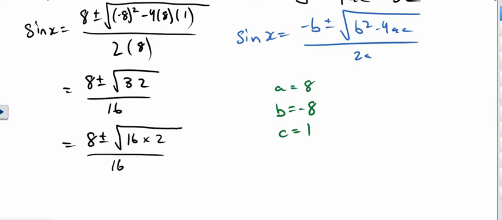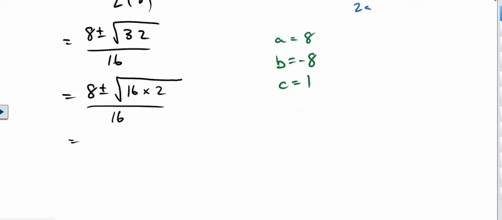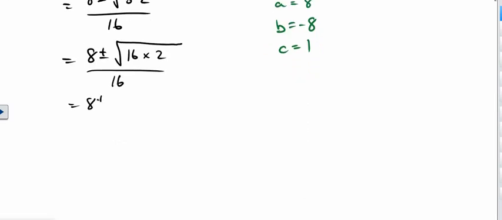All over 16, which is 8 plus or minus, and then I take 4 out because the square root of 16 is 4.